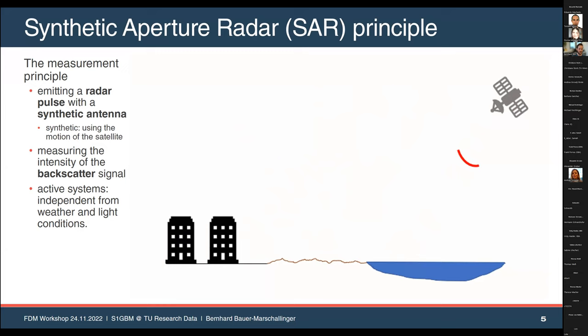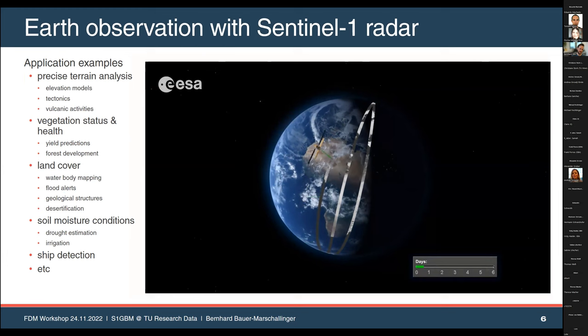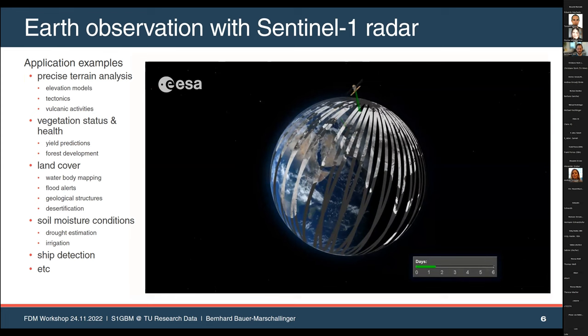And how is the observation going on? So we have this nice movie here with two satellites doing the same thing, 180 degrees apart. And over 12 days, the complete globe is observed and we get a full image of the surface.